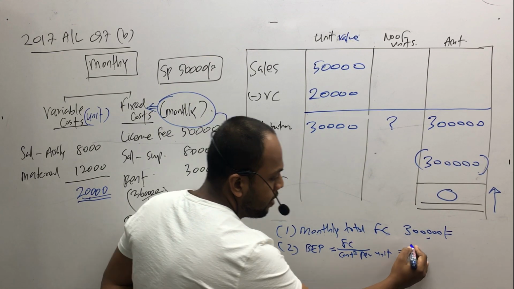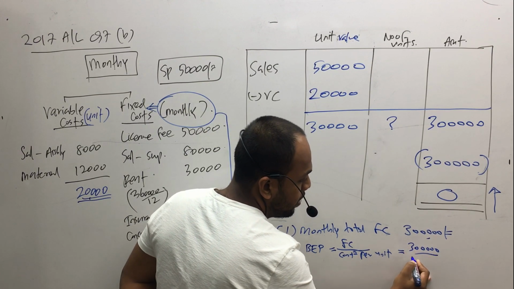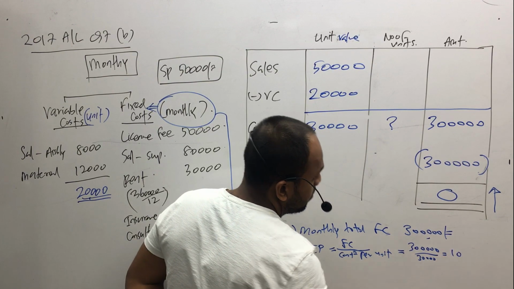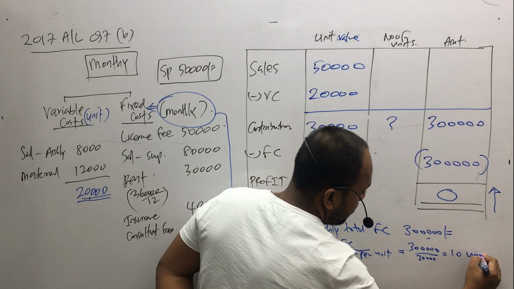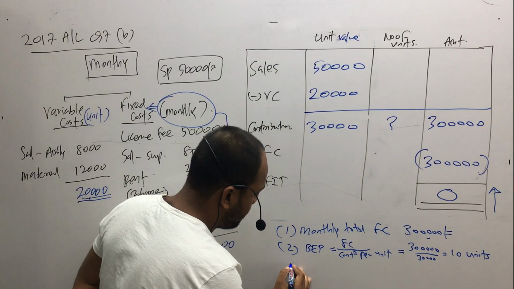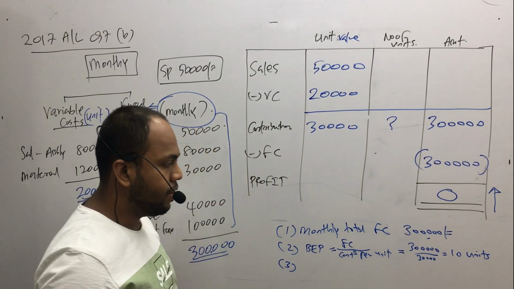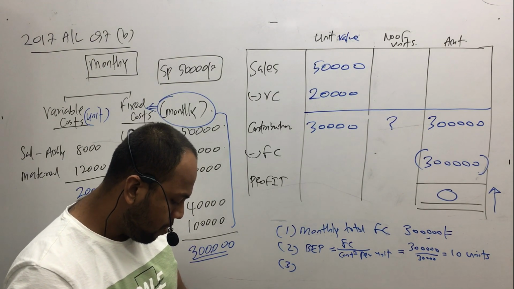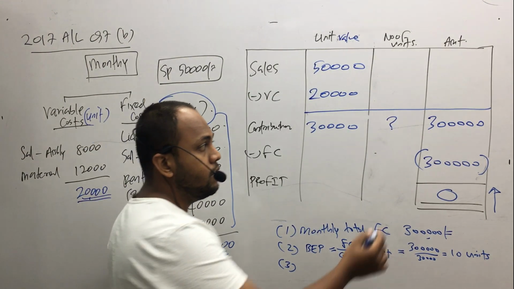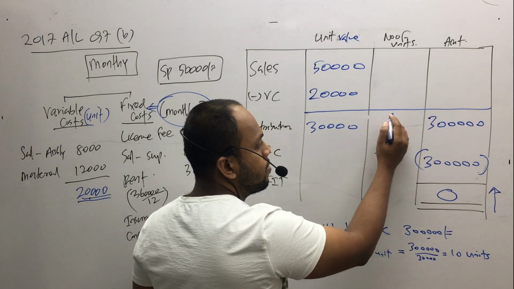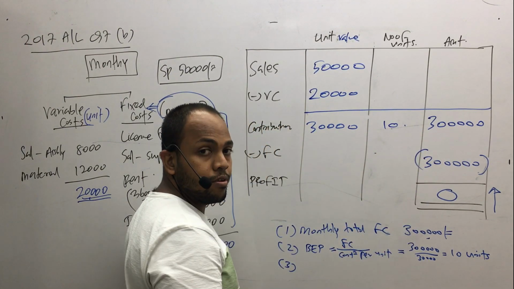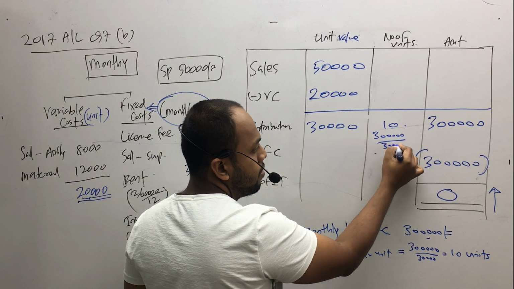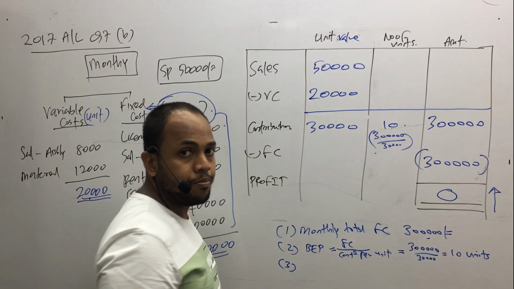So we calculate 300,000 divided by 30,000, which is 10 units. So the number of computers to be sold monthly to cover the total cost is 10 units. This is calculated as 300,000 divided by 30,000.